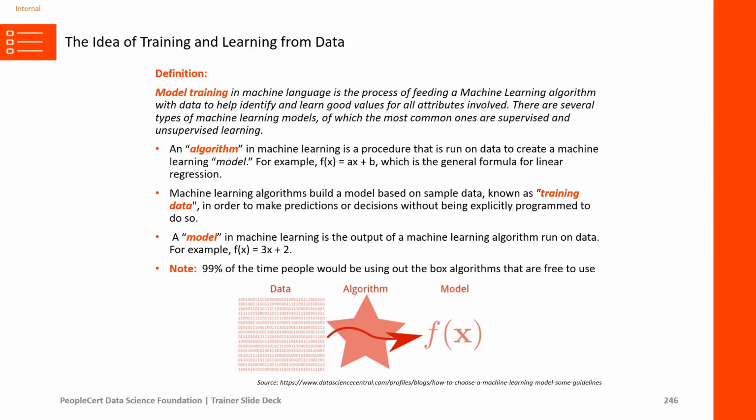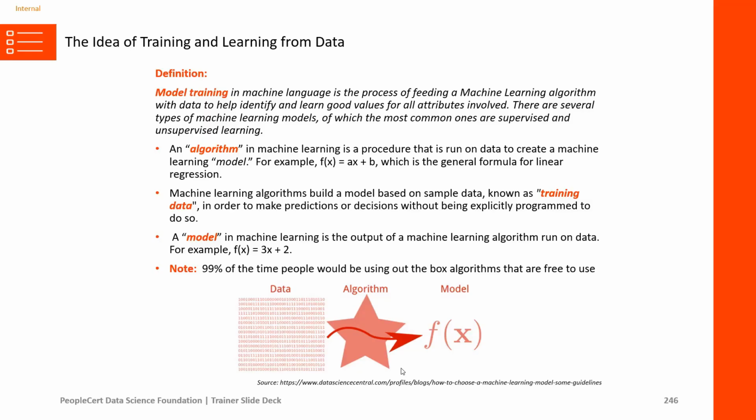There are several types of machine learning models, of which the most common ones are supervised and unsupervised learning. So you have the algorithm, which is your machine learning algorithm. You feed the data to this algorithm, and then once you feed the data to the algorithm, you basically look for the various attributes which are involved in it. So you have various learning models. So f(x) is basically denoting your various learning models, and these learning models can be classified as supervised learning models or unsupervised learning models.